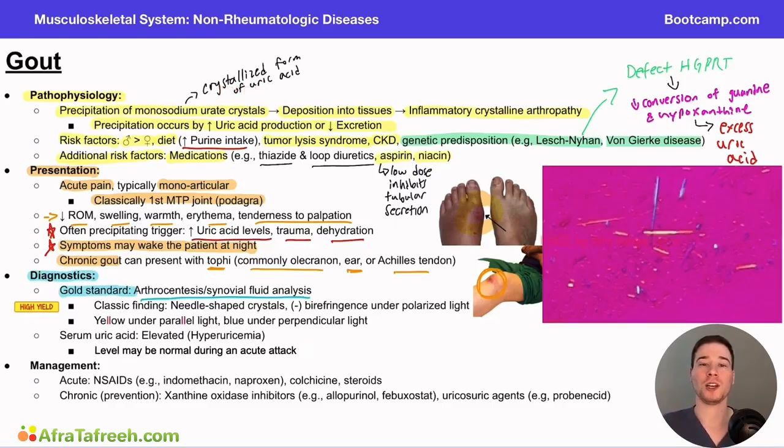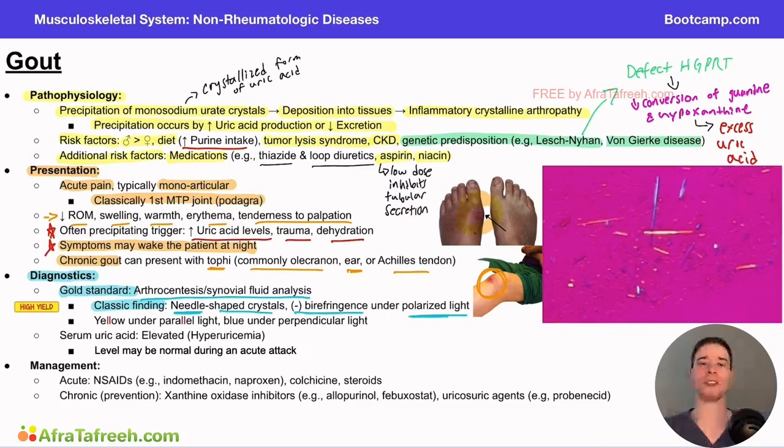It can also help differentiate it from septic arthritis. Again, patients can present with joint pain, but there's a long differential of things to consider, and this helps us tease out what is most likely. So the classic finding is going to be needle-shaped crystals, emphasis on the needle, with negative birefringence under polarized light.